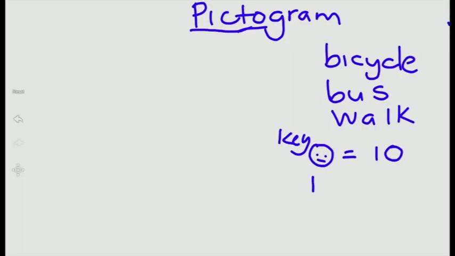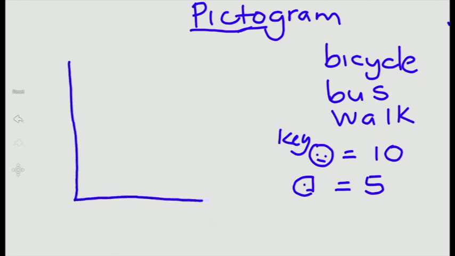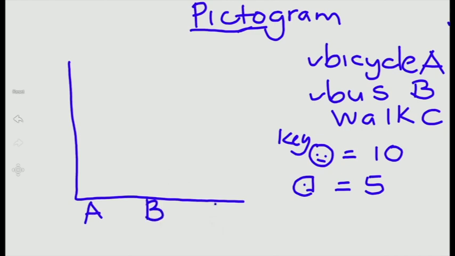And if maybe we've got half a face, right? This is equivalent to 5 pupils. We need to have a pictogram like this, all right? Then on the other side, you can have the modes of transport. That is on the x-axis, we can have the bicycle. I'll mark the bicycle as A, bus, B, then walking, C. Those who are using the bicycle, those who are using the bus, and those who are walking to school.